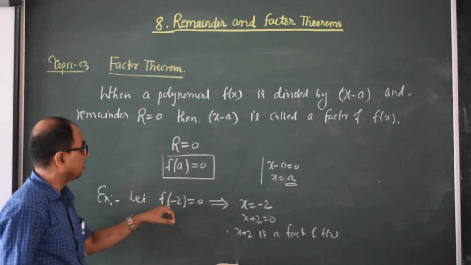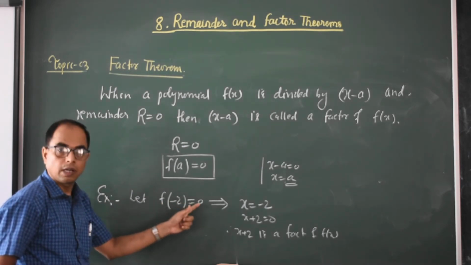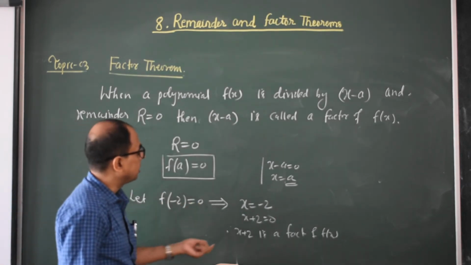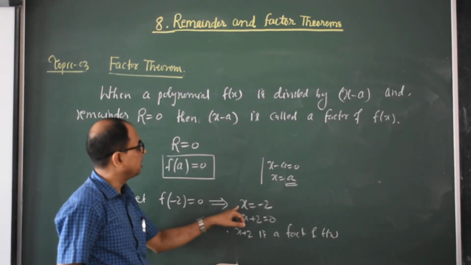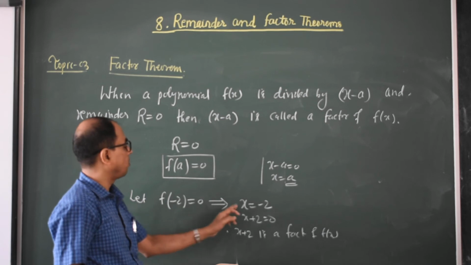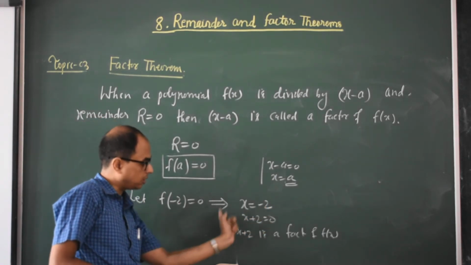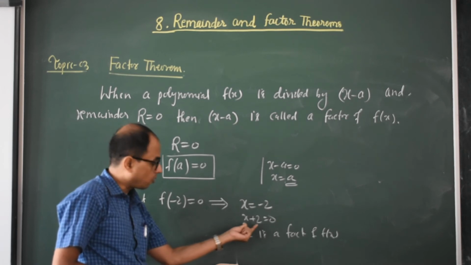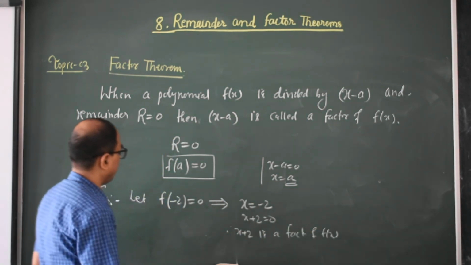See, by putting x equal to minus 2 in this polynomial f, it becomes 0. Clear? So it means x plus 2 must be a factor. How x plus 2? By putting x equal to minus 2, the polynomial becomes 0. So right here x equal to minus 2, shift minus 2 this side, x plus 2. So from here you can say that x plus 2 is a factor of the polynomial f(x).